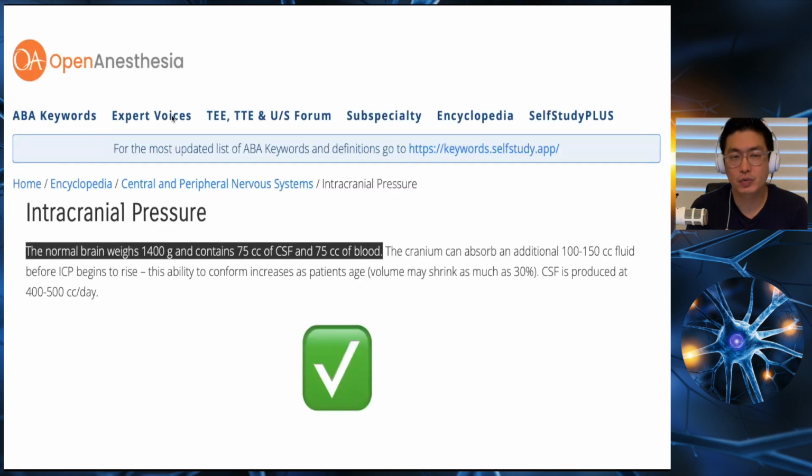There's really been only one site that I've seen which has the right value. This is a website called openanesthesia.org, and you can see how they describe intracranial pressure. The normal brain weighs about 1,400 grams and contains 75 cc's of CSF and 75 cc's of blood. This is one of the rare places that I found it.